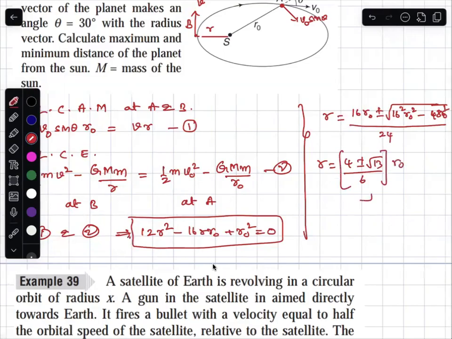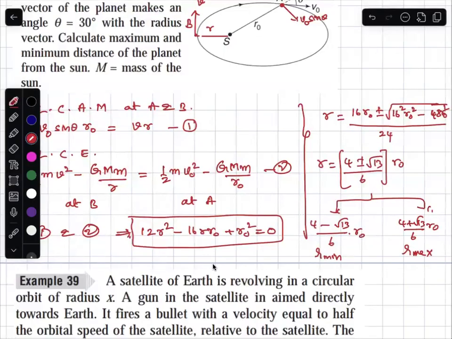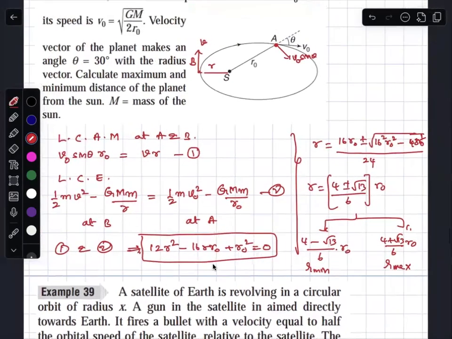So why did I get two? I'll explain. If it is 4 minus root 13 by 6 times R naught, this is the minimum distance. If you got 4 plus root 13 by 6 R naught, this is the maximum distance. Calculate the maximum and minimum distance is the question, so I have done both. But remember, the moment you see such a question, what should strike in the mind? Apply the law of conservation of angular momentum and the law of conservation of energy properly.